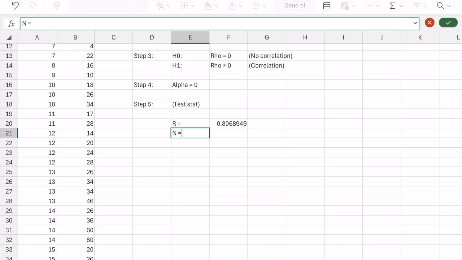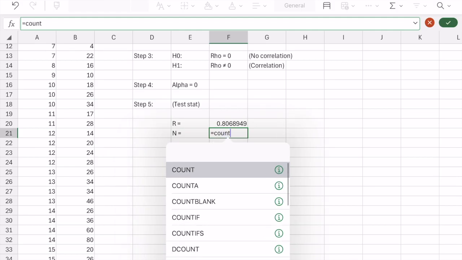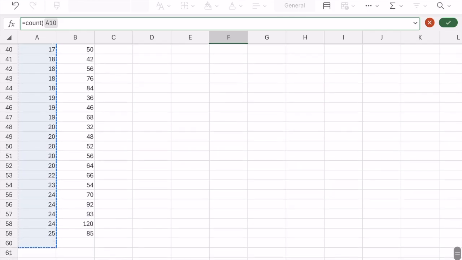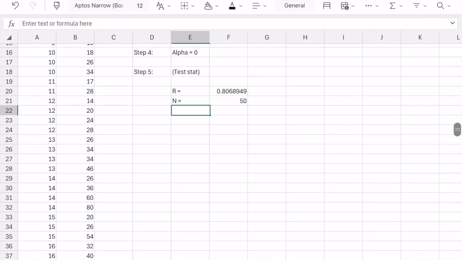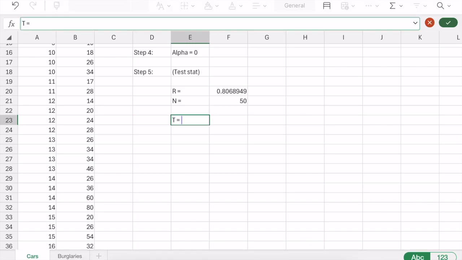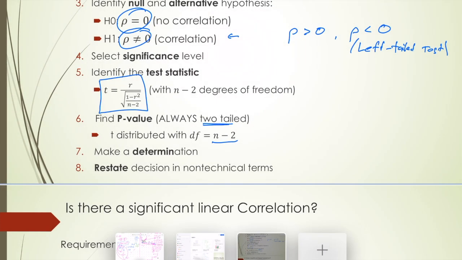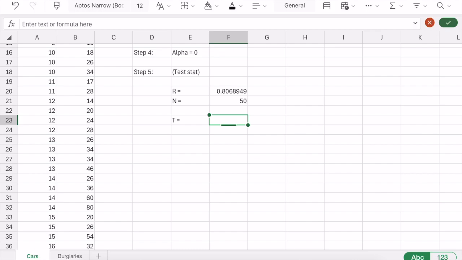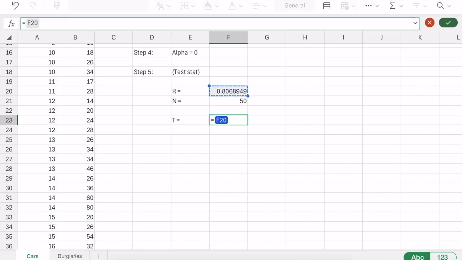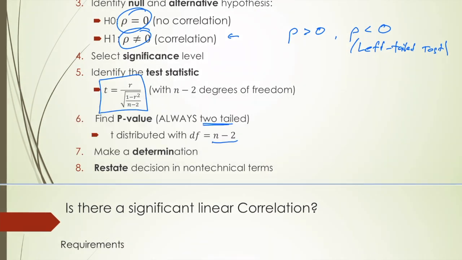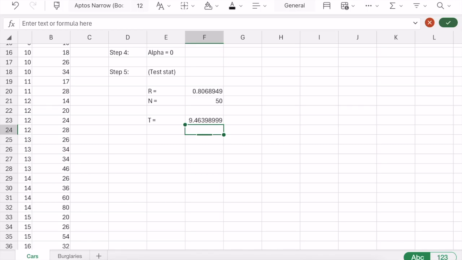Oh, we need N. N equals count. What's the count? Enter. Alright, 50. So T equals, what is T? There it is, R over that square root stuff. T equals R divided by the square root of (1 minus R squared) divided by N minus 2. N is the cell, minus 2. Let me just double check. Yeah, that looks good. Enter. Okay, 9. That's my test statistic.